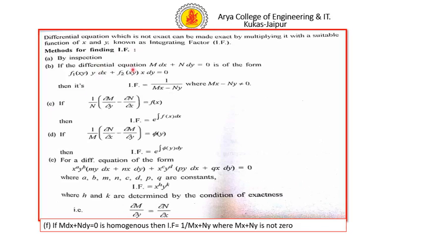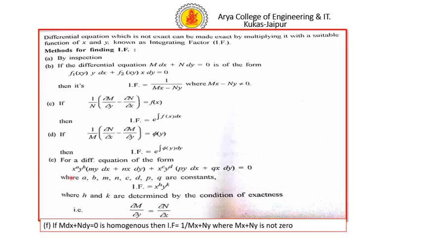If in the differential equation M dx plus N dy equals 0, 1 upon N times (del M upon del y minus del N upon del x) equals a function of x, then the integrating factor equals e to the power integral of f(x) dx. If 1 by M times (del N upon del x minus del M upon del y) is some function of y, then the integrating factor equals e to the power integral of f(y) dy.